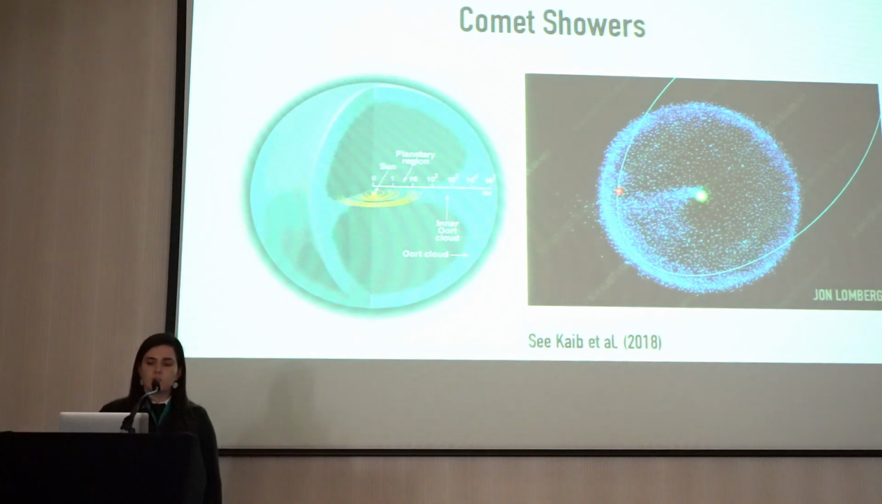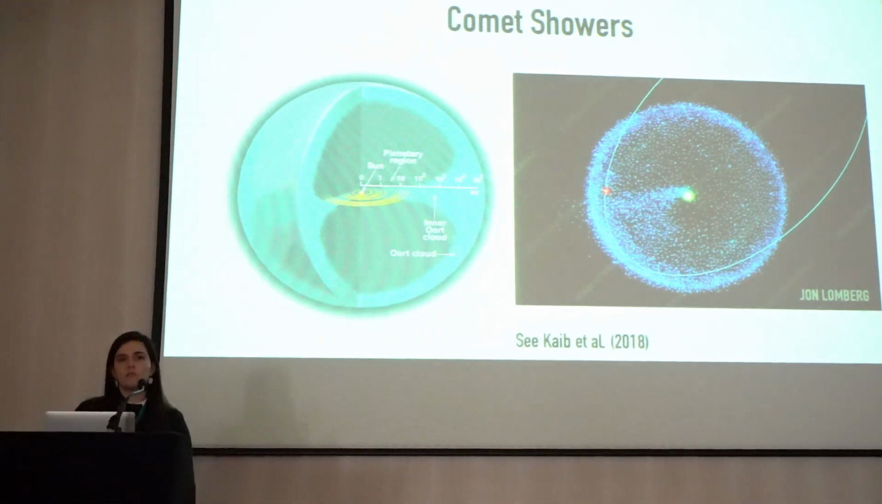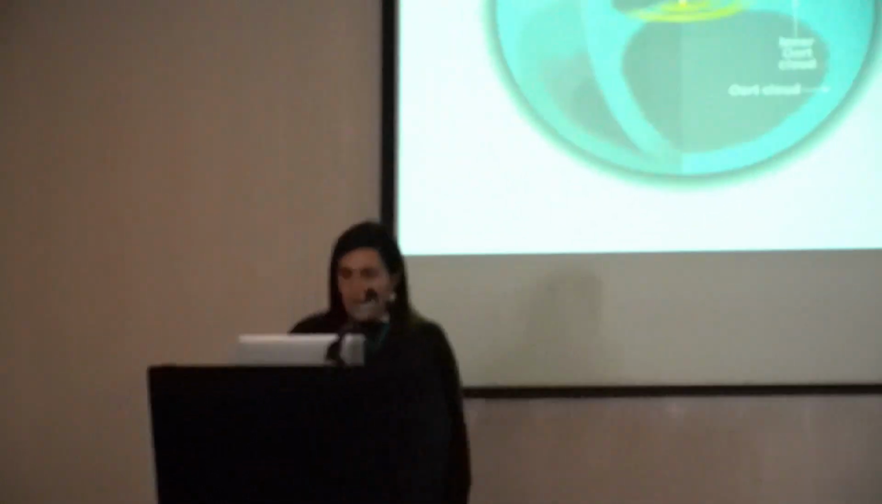Other systems might have their Oort cloud equivalents, and they might have their close passages by stars. So it's interesting to consider to what extent such comet showers, intensive showers of comets, could influence either the formation of life by enriching the planet or the extinction of life.